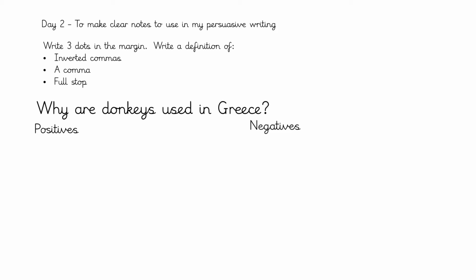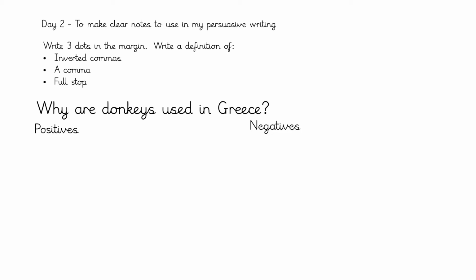The next thing we need to do is to make a little bit of a table, really, under the question, why are donkeys used in Greece? I want you to think of the positives and the negatives, and I want you to make a table. Positives on one side and the negatives on the other. You might not think it, but there are a few positives of using donkeys in places like Greece. I want you to think very carefully about how they can be used.